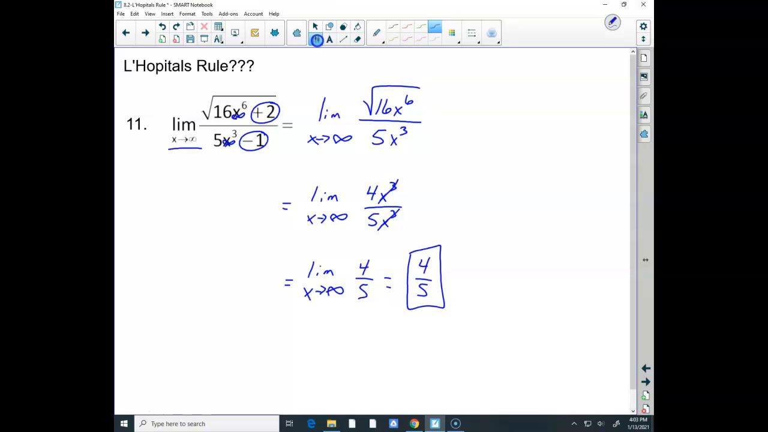And the only reason I could throw this +2 and this -1 out is because this was an infinite limit. If x were approaching like 6 or something like that, totally different scenario. I can't disregard the +2 and the -1 because if x is much smaller like that, the smaller x is, the more that 2 and 1 will affect it. But because it's an infinite limit, I'm going to picture it just like that, okay?